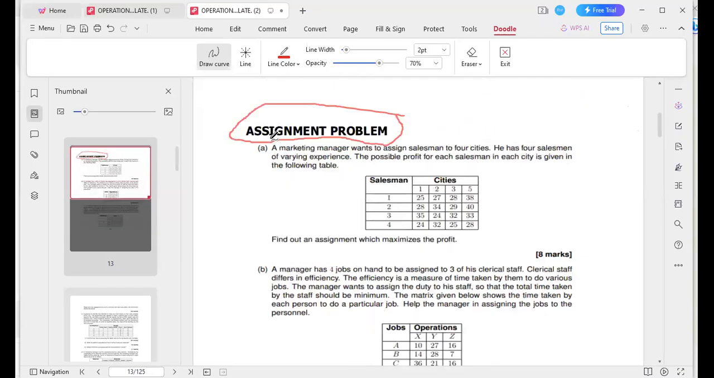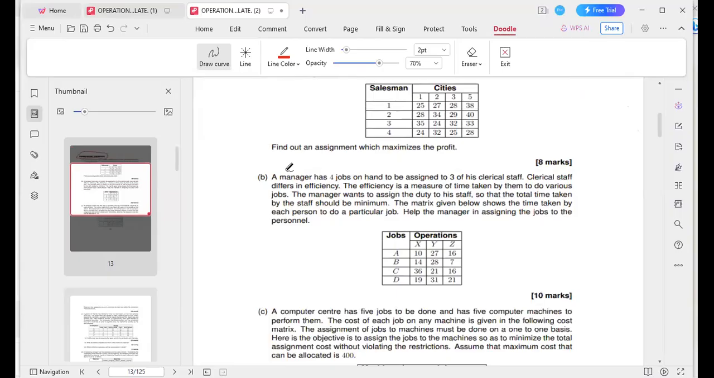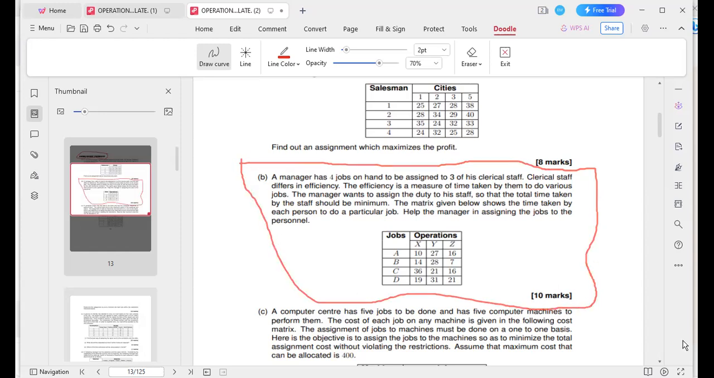Question B of this problem says, the manager has 4 jobs on hand to be assigned to 3 of his clerical staff. So meaning 1 job will not be attended to. So 4 jobs to be assigned to 4 clerical staff.